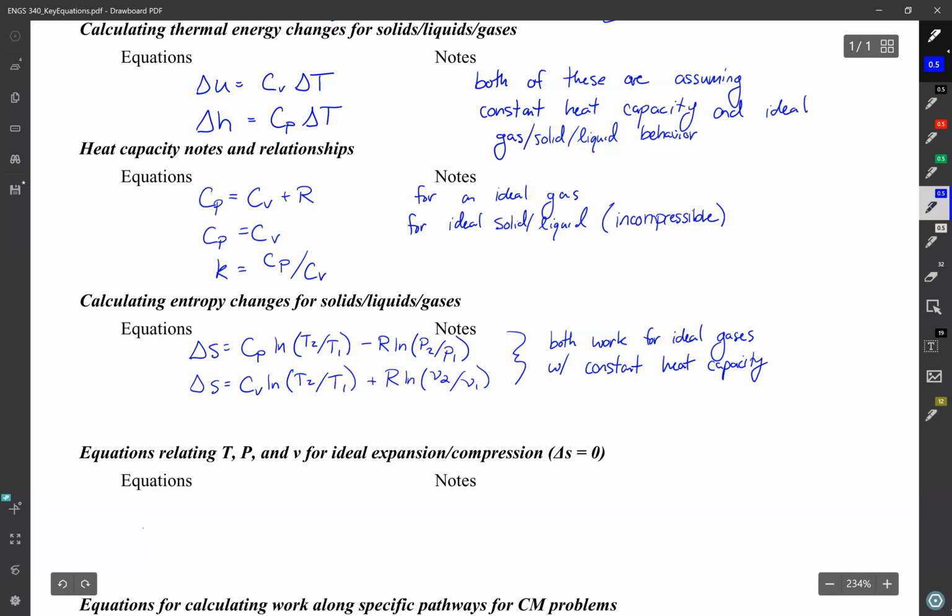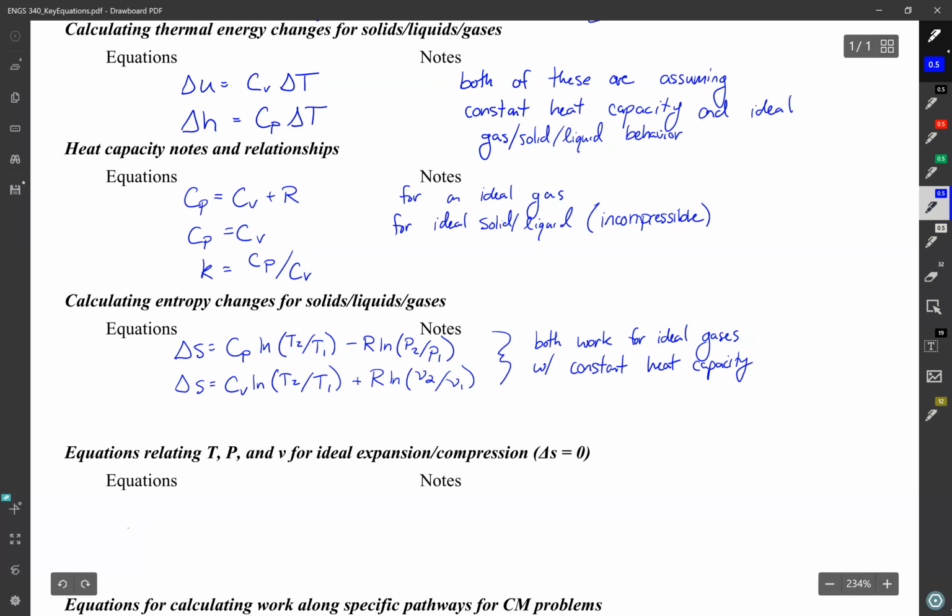So if Cp and Cv are constant, these work, and if we have ideal gases. When we have that, we can choose either one. They're the same thing, just two different forms of it. So we choose whichever one. If we know temperature and pressure, we choose the top one. If we know temperature and volume, we choose the bottom one.